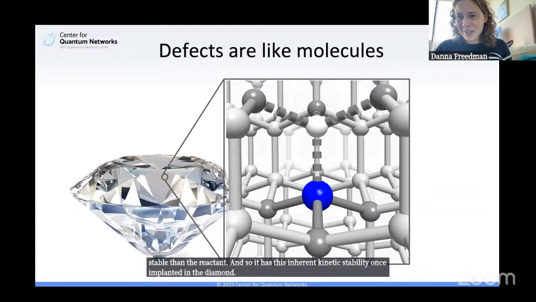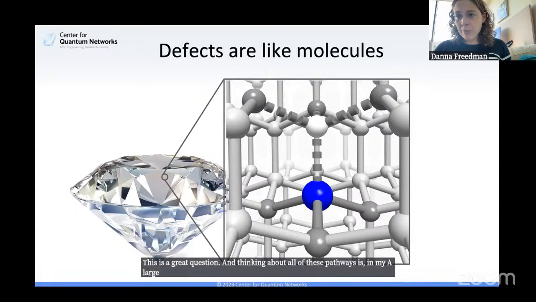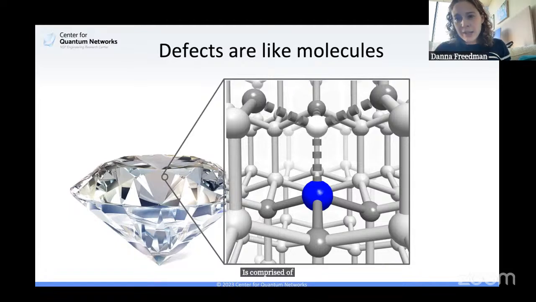This is a great question. And thinking about all of these pathways is, in my opinion, a large part of the importance of chemistry in the quantum picture, because everything is a material, right? Everything we use in some form or another is comprised of atoms that have been placed where we want for a specific electronic property.